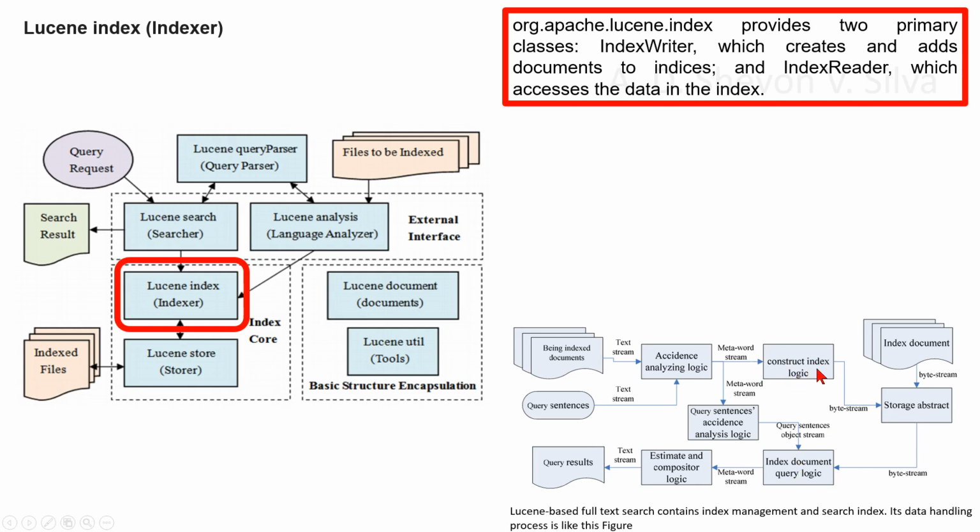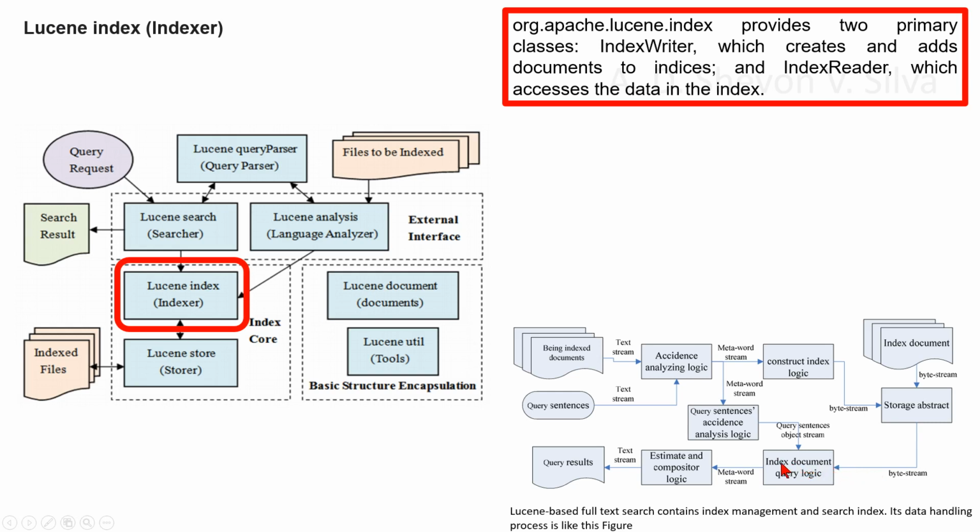Construct index logic is connected to storage abstract. Byte stream is passed from construct index logic to storage abstract. Index document is connected to storage abstract. Byte stream is passed from index document to storage abstract. Storage abstract is connected to index document query logic. Storage byte stream is passed from storage abstract to index document query logic.